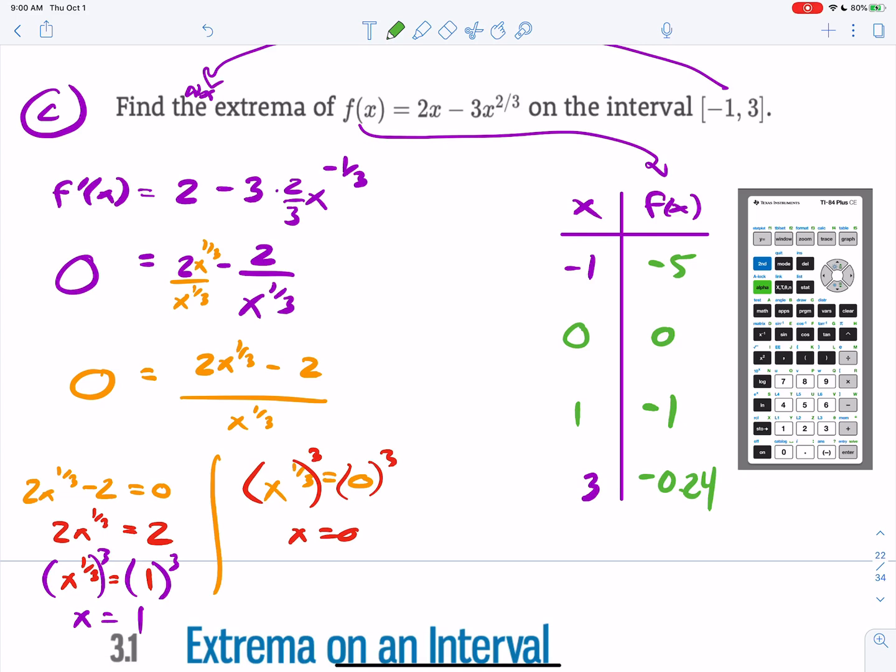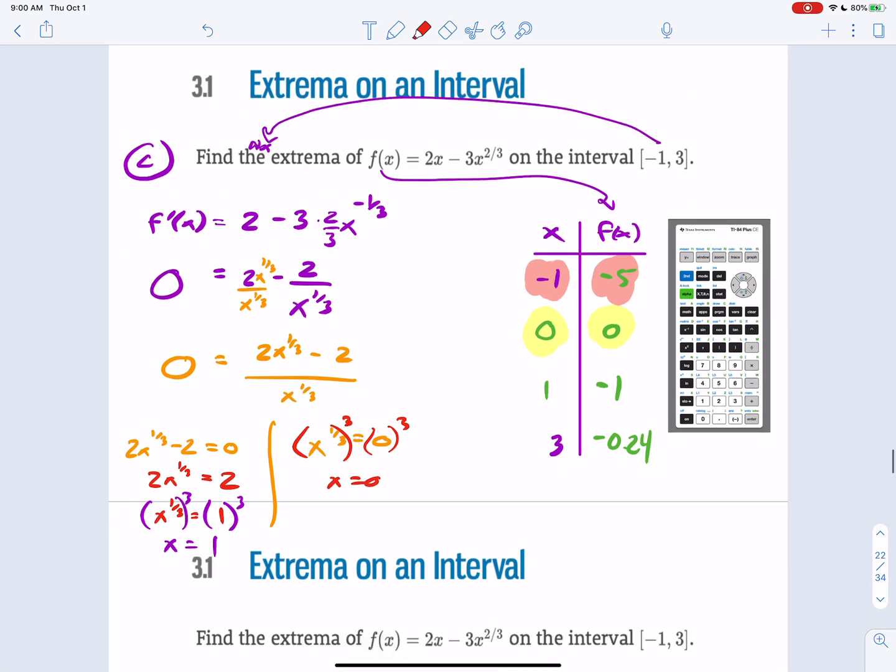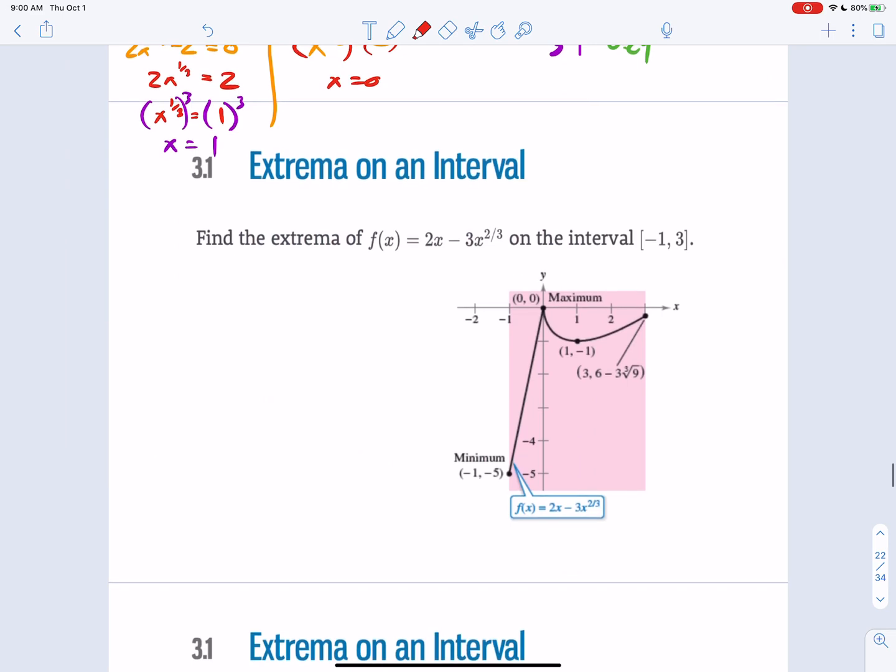Okay, and from there, you guys can make your statement, okay? I don't want to write it, but you guys should. The absolute maximum value is 0, and it occurs at x equals 0. The absolute minimum is -5, and it occurs at x equals -1. All right? And there's your picture to kind of verify that.